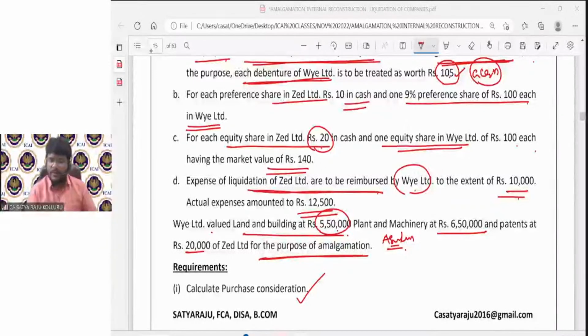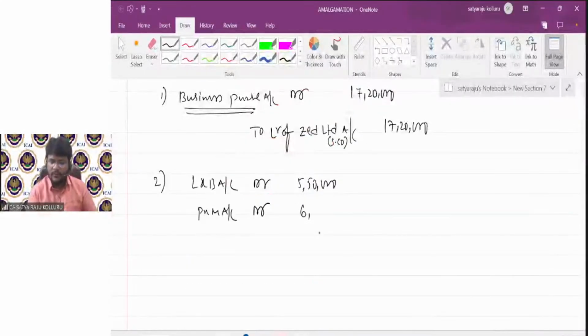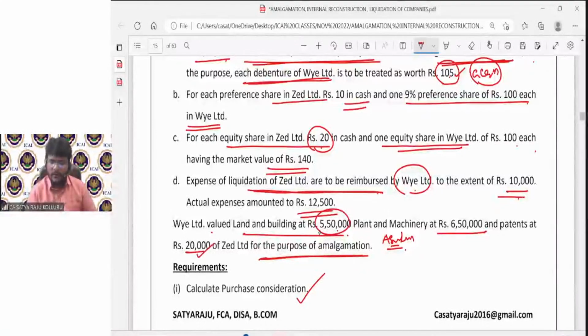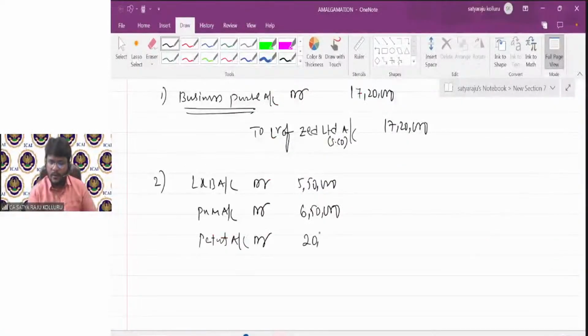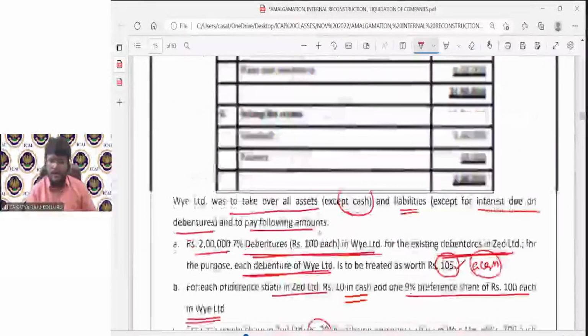Next, plant and machinery account debtor. How much plant and machinery? 6,50,000. Next, patents account debtor. How much patents? 20,000. What are all the other assets, guys? The assets we have taken over.